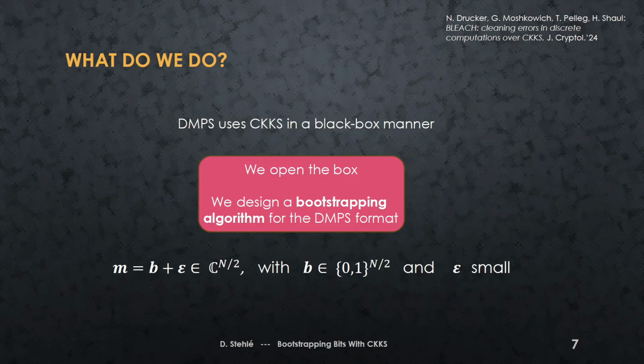Okay, so what do we do based on this? So DMPS uses CKKS in a black box manner, so they don't go into the innards of CKKS. They use it just based on the usual user interface. And what we do is that we open the box. So in particular, we design a bootstrapping algorithm specifically for the DMPS format. So if you remember, the DMPS format is a vector of complex numbers that correspond to bits, so zeros and ones, up to some noise terms. Okay. So now we have to go into bootstrapping.